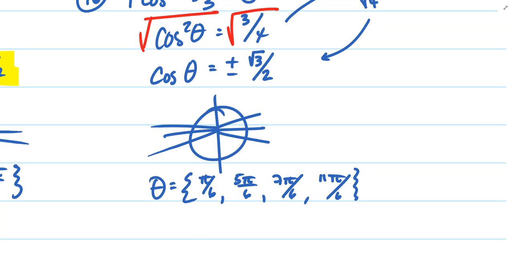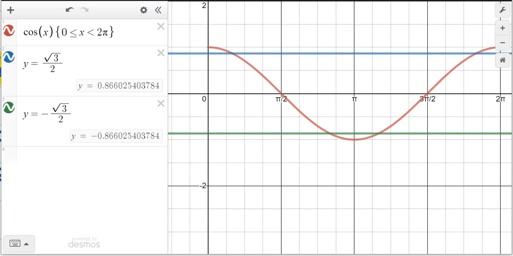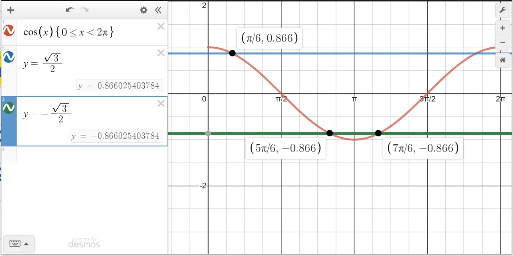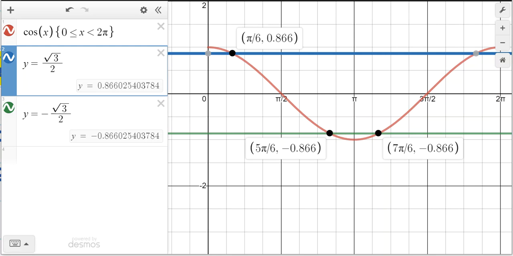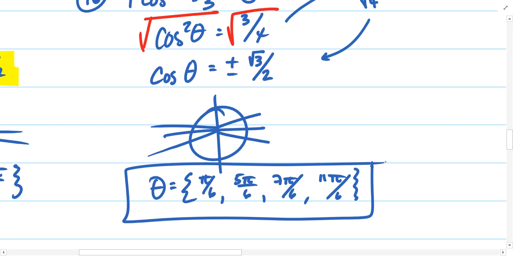And of course we can check this by using a calculator. So I've already done that in Desmos off to the side here. Again, I've graphed the cosine function and I've limited it to angle measures between 0 and 2 pi. I've graphed y equals positive square root 3 over 2 and y equals negative square root 3 over 2. And the positions for those intersections, both on the green and blue graph, are pi over 6, 5 pi over 6, 7 pi over 6, and 11 pi over 6, exactly as we discovered back here.